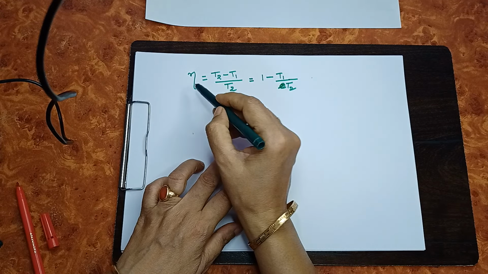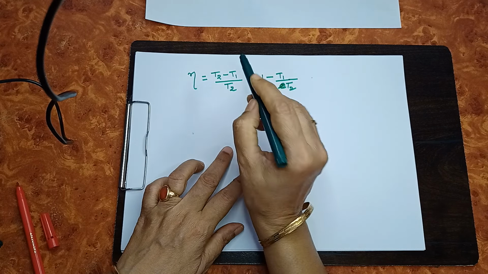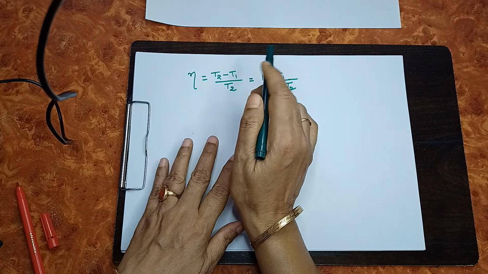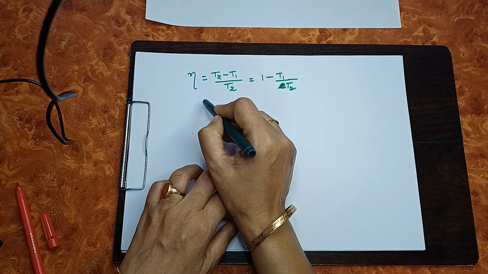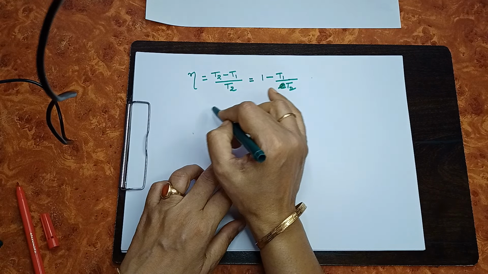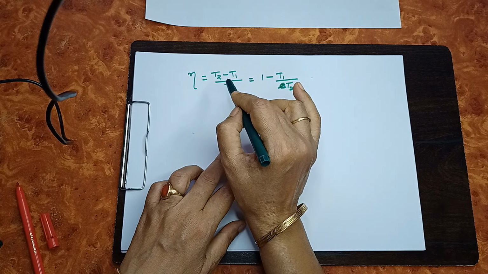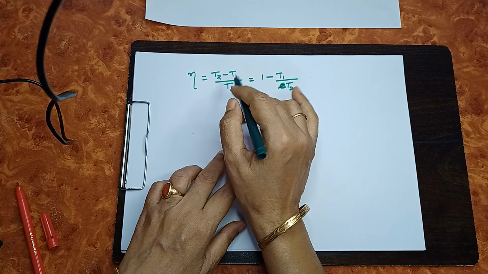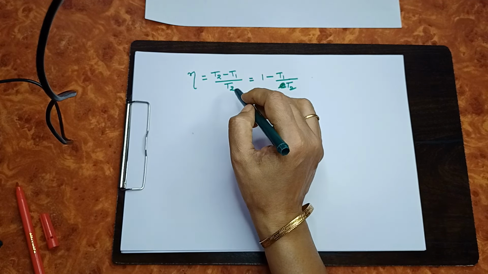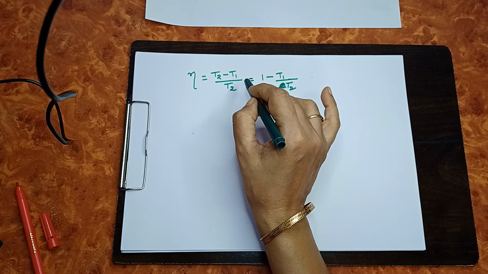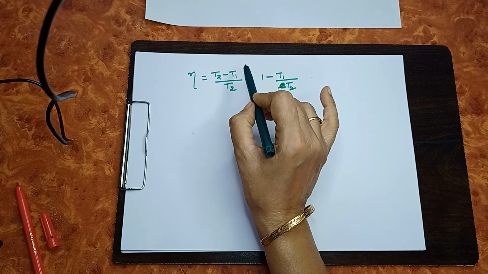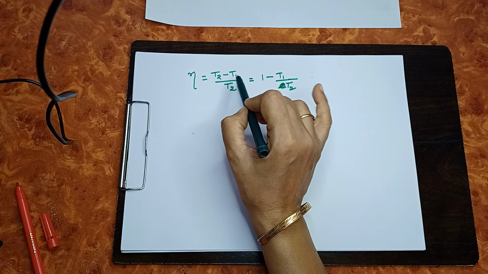Now look here. The efficiency of the Carnot heat engine depends on the temperature of the source and the temperature of the sink, but it is independent of the nature of the working substance. In the Carnot heat engine, the working substance is an ideal gas. So whether you take hydrogen gas, oxygen gas, or whatever, it is independent of the nature of the working substance. It depends only on the temperature of the source, the high temperature heat reservoir, and the temperature of the sink, the low temperature heat reservoir.